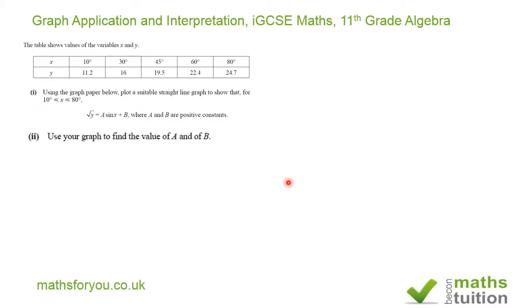And the next one says, use a graph to find the value of a and of b, where a obviously is the gradient of the straight line graph, and b is where the graph crosses the y-axis.